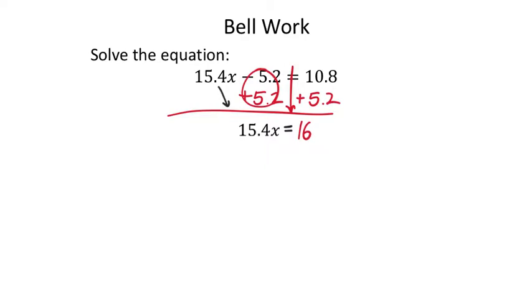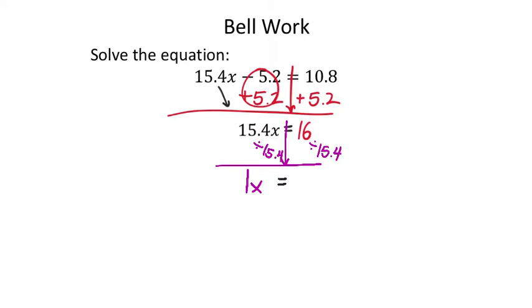Last thing I've got to do on this is to make the coefficient of x a 1x. So that will also be a principle of equality. So that's that 15.4. I do not want it to be a 15.4 coefficient. I would like it to be a 1 coefficient. And I can do that by taking that 15.4 and dividing it by itself. But again, if I do it to one side, I need to do it to the other side.